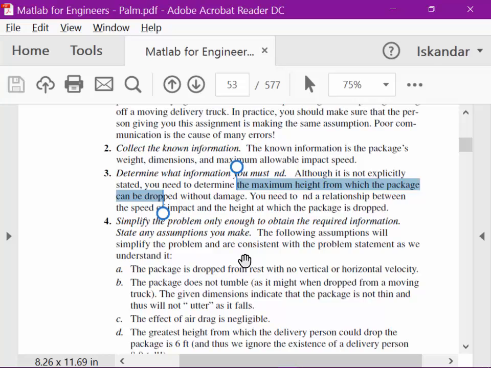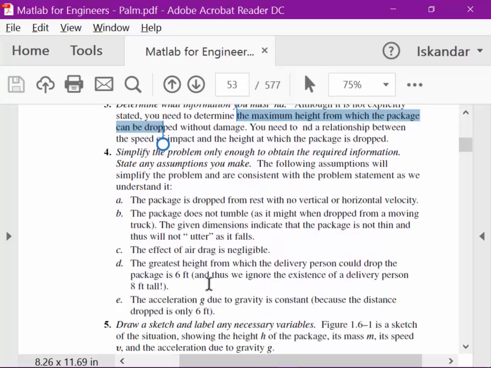Unfortunately, this is an American textbook, and they use American units. I used to say English units, but the English all use metric units now. So now I refer to them as American units, although the English would probably still say they're English units because they used them for a few hundred years before they switched over. Again, the package is dropped from rest with no vertical or horizontal velocity. It doesn't tumble or roll. All we do is drop it.